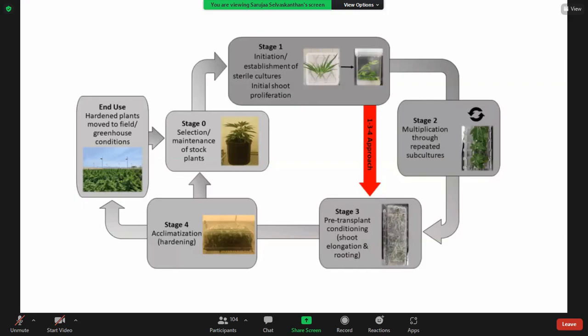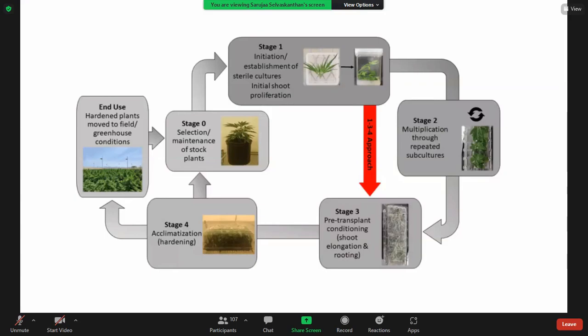Again we have to take them out. All of this should be done under the laminar flow. We separate them into single shoots and inoculate them again. Likewise, we do the subculturing until the shoots reach the proper height. Thereafter, in stage 3, we transfer them to the rooting media, for in vitro or ex vitro rooting. We have to inoculate them in the rooting media.